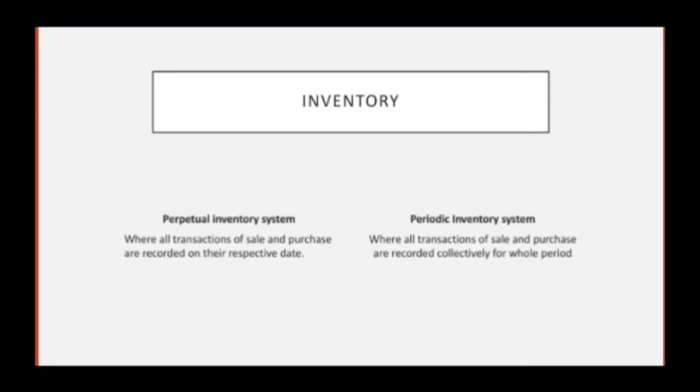Inventory is divided into two systems: the perpetual inventory system and the periodic inventory system. What are they? The perpetual inventory system is where all the transactions are recorded separately on their respective dates. The periodic system is where the transactions of sales and purchases are recorded collectively, meaning the purchases of the whole year are recorded collectively and the sales are recorded accumulatively. So the total sales shall be recorded for the whole period and the total purchases shall be recorded for the whole period. They shall not be recorded on their respective dates, but they shall be combined to record the cost of sales or to calculate the gross profit and all that.